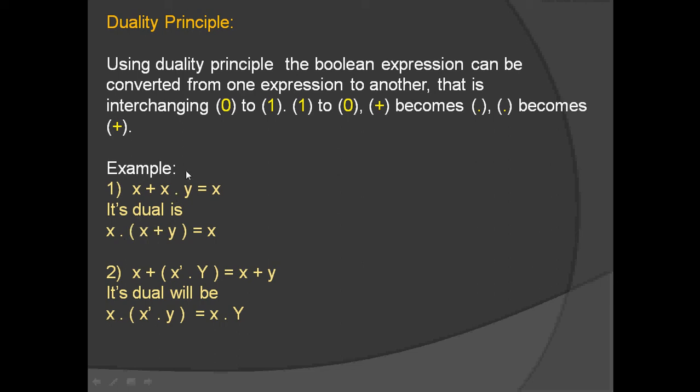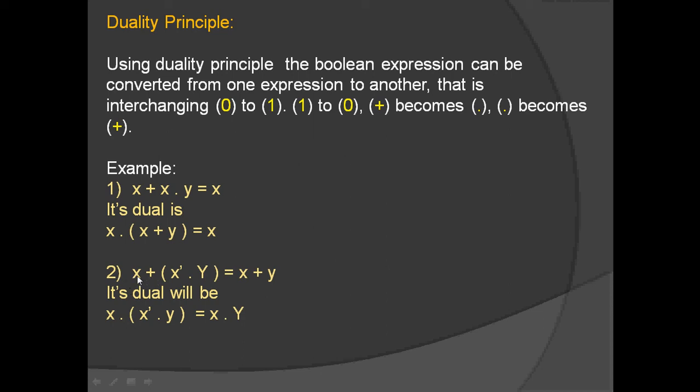In terms of the truth table, we can change the values from 0 to 1 and 1 to 0, right? So that means whatever value is stored in x, if x stores the value 0, it will be changed to 1, like that, using the duality principle.